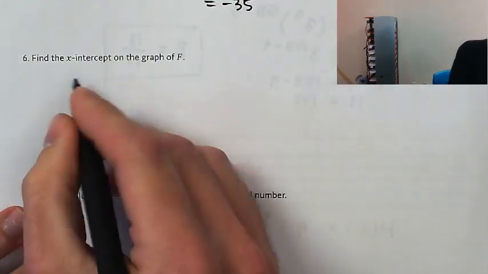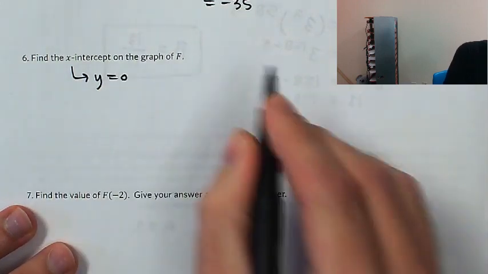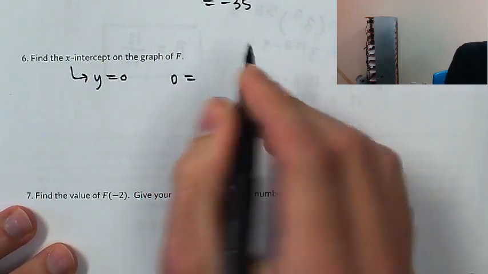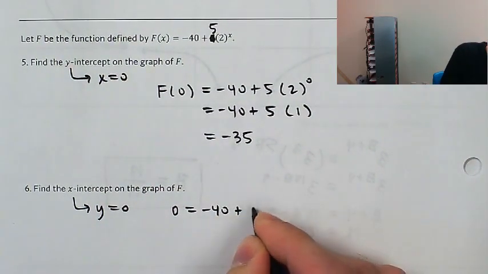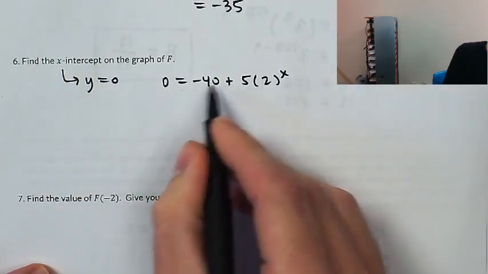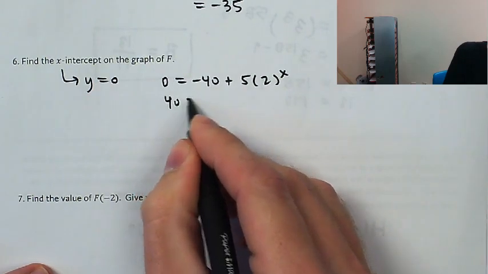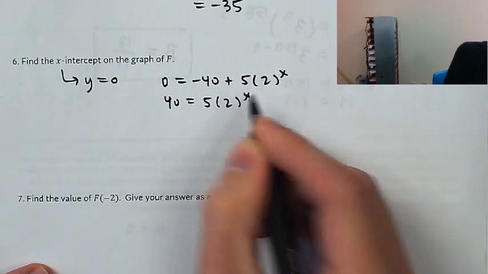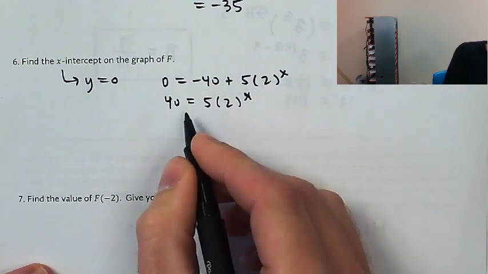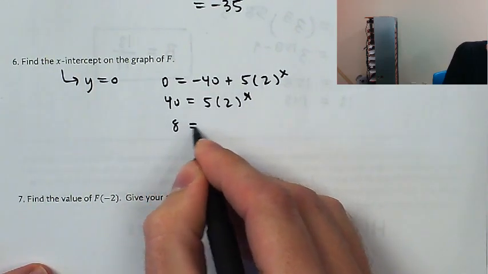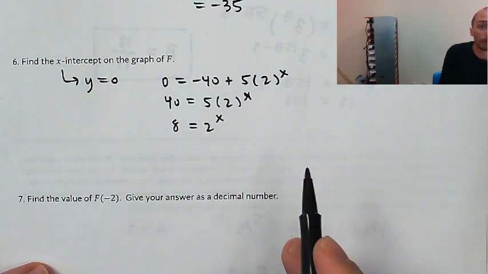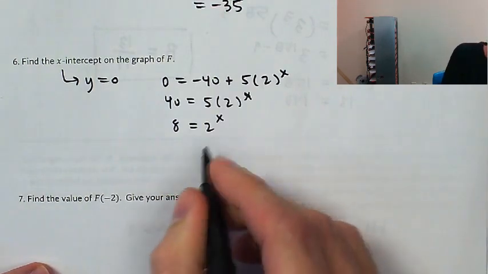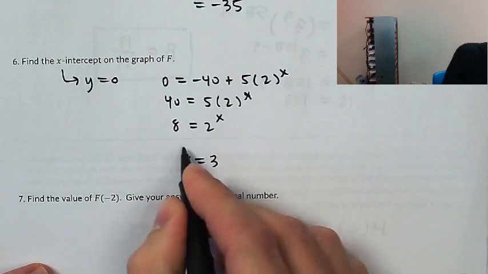The x-intercept on the graph of f will be where y is equal to 0. So f of x is equal to 0, because f of x represents y. That'll be when 0 is negative 40 plus 5 times 2 to the x. I'm just solving for 2 to the x, and I get 40 equals 5 times 2 to the x. I'm going to divide by 5, so it's going to be 8 equaling 2 to the x. And I'm thinking to myself, what exponent do I put on 2 to get 8, which is something we've been thinking about a lot in this unit, and that's going to be the exponent 3. I'm going to say x equals 3.